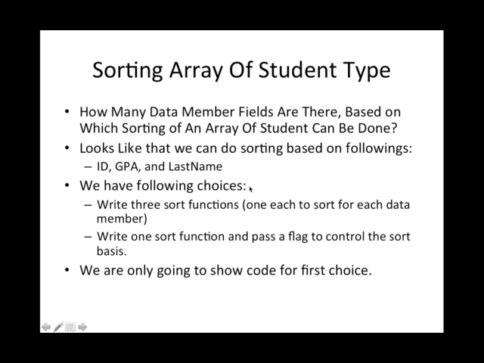And we have the following choices. We can write 3 sort functions: one that will sort based on ID only, another that will sort based on GPA, and a third that will sort based on last name. But rather than writing 3 functions, which you can do, we'll just write 1 sort function and pass a flag to control the sort basis. We're going to show code for the second choice, not the first choice.